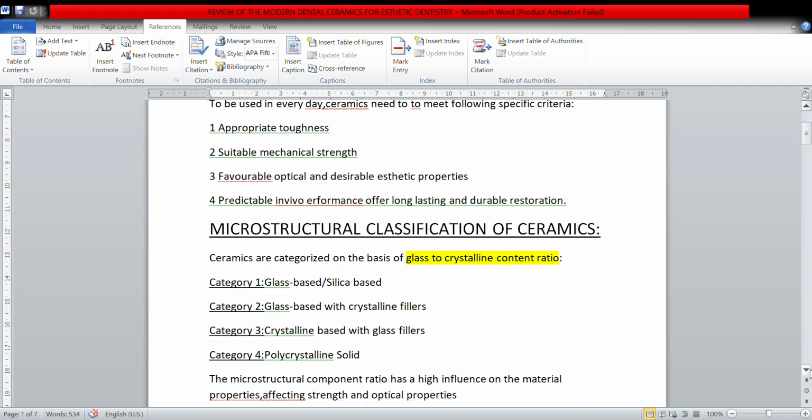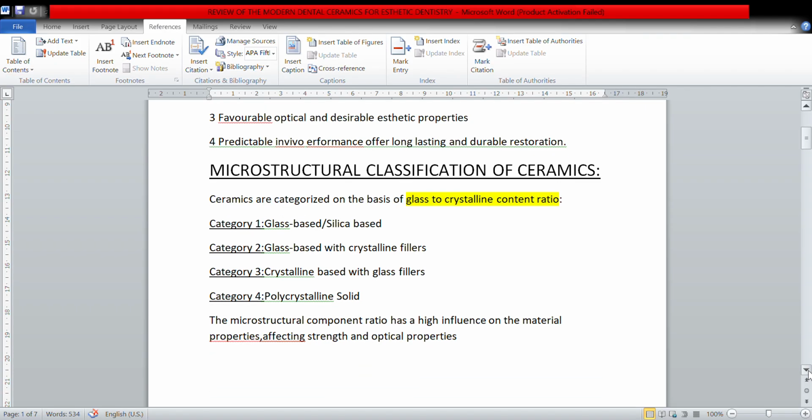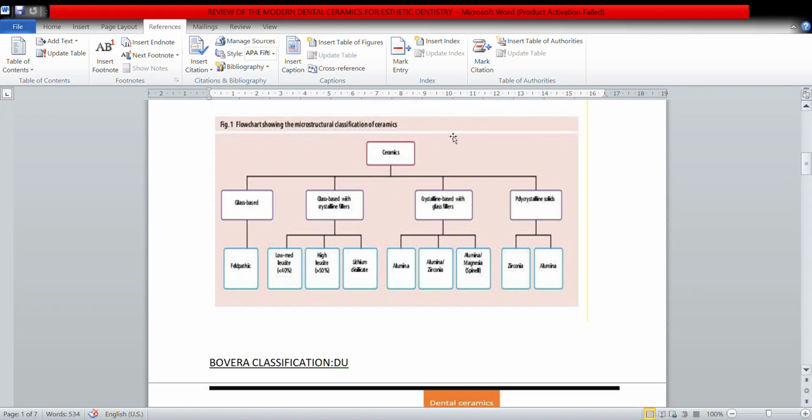So this glass category was again modified with the addition of crystalline fillers. Now, glass based with crystalline fillers has again three types of ceramics, in which lithium disilicate is very common. They are also classified as low lucite, medium lucite, high lucite on the basis of percentage, like it is mentioned in this chart. This is the first category, glass based, which includes feldspathic porcelain ceramics. Glass based with crystalline fillers.